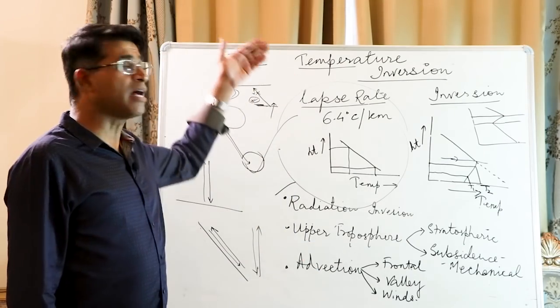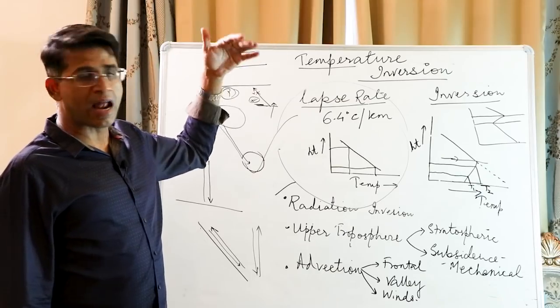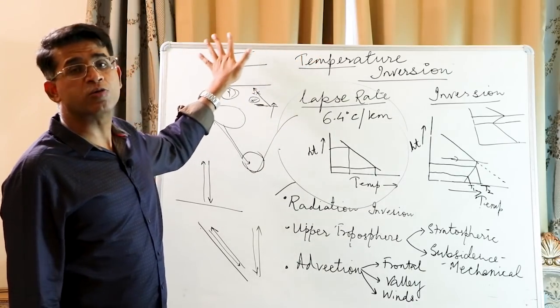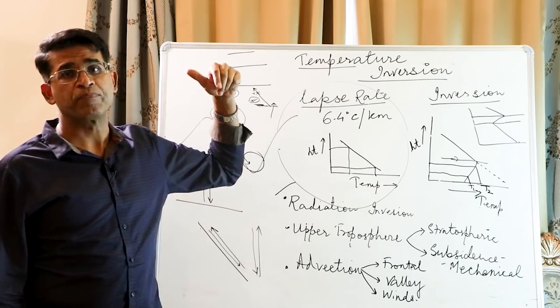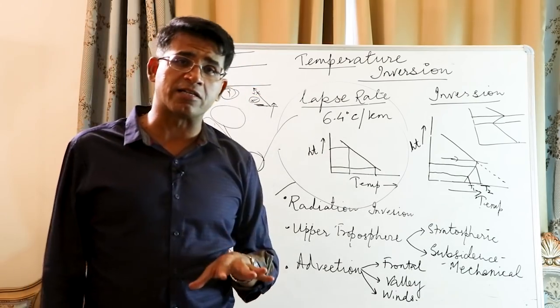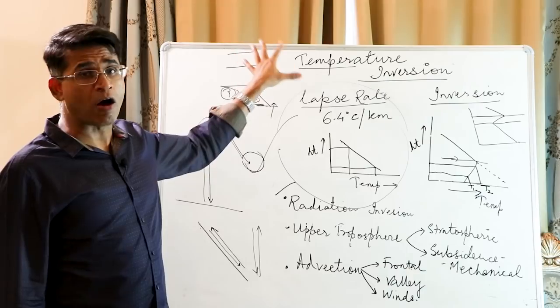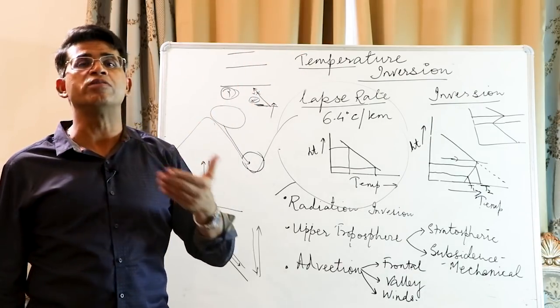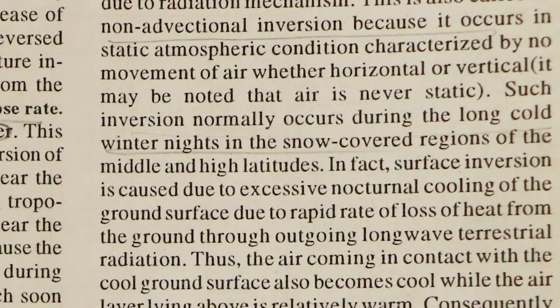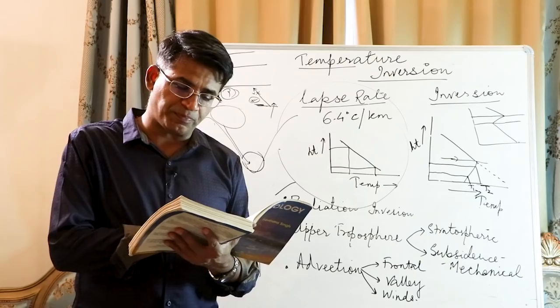In the nighttime, there is no sun. And in the polar regions, high latitudes, the atmosphere is also rarefied. It's not very thick. And this is also true for deserts. There are no clouds to block the radiation that the surface is losing. So long winter nights are nocturnal phenomena, which means phenomena of the night. In fact, surface inversion is caused due to excessive nocturnal cooling of the ground surface due to rapid loss of heat from the ground through outgoing long wave terrestrial radiation.